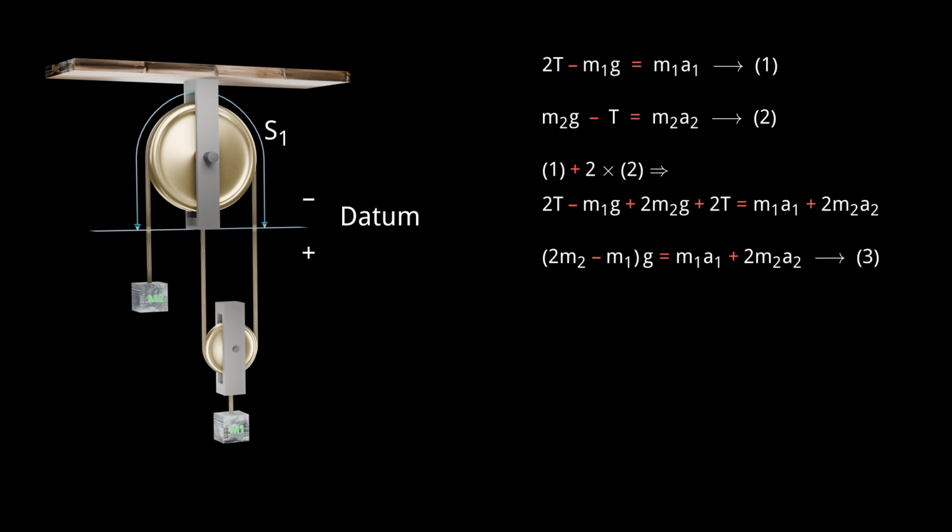Similarly, the length of the section of the rope under the movable pulley is also constant, regardless of the movement of the pulley. Let's denote this fixed section as S sub 2. We are now left with two objects for which we need to define coordinates: the movable pulley, along with mass m sub 1, and mass m sub 2.